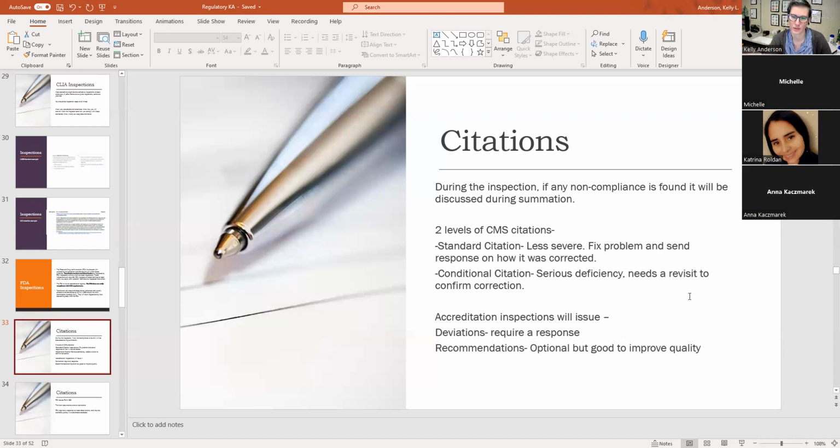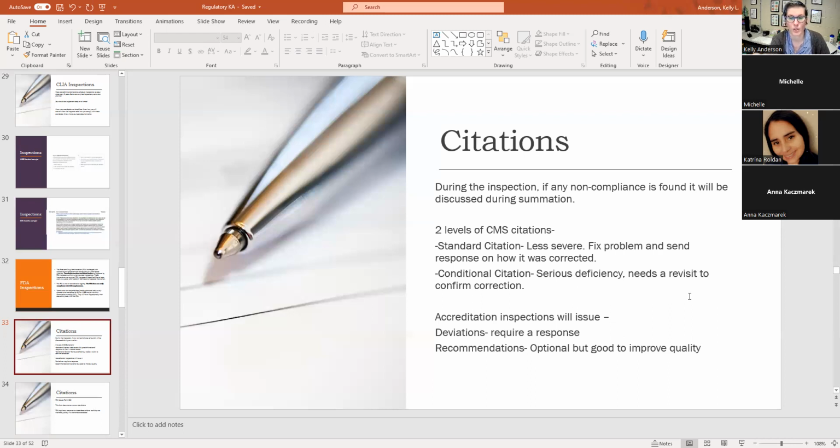But if they do find problems, there'll be an inspection report. So if it's a CMS inspection, there's standard citations that are not very severe, but you need to fix a problem, and then you need to send a response on how you fix the problem. Then there's conditional citation, which is a serious problem, and that requires them to come back to visit you to make sure that you have corrected the problem.